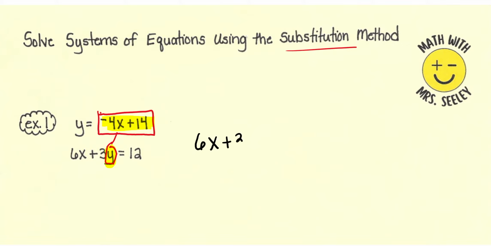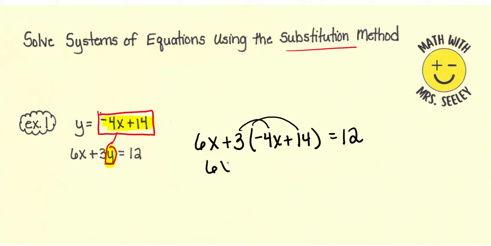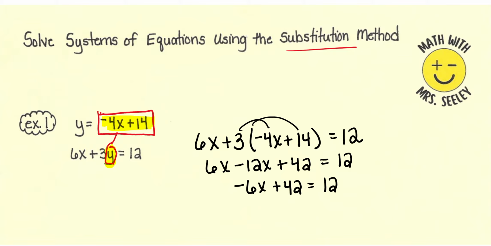So that's going to give us 6x plus 3, but where the y is, we're going to put negative 4x plus 14 is equal to 12. We're going to distribute and solve the equation. 6x minus 12x plus 3 times 14 is 42 equals 12. Collect your like terms. So negative 6x plus 42 is equal to 12.